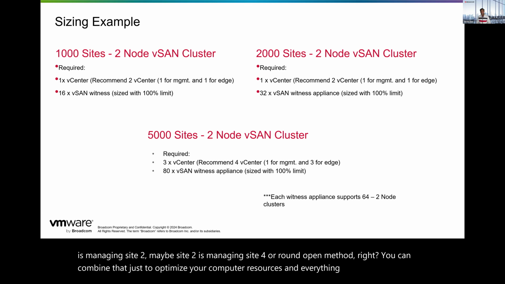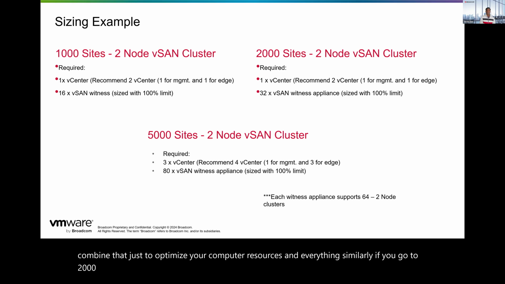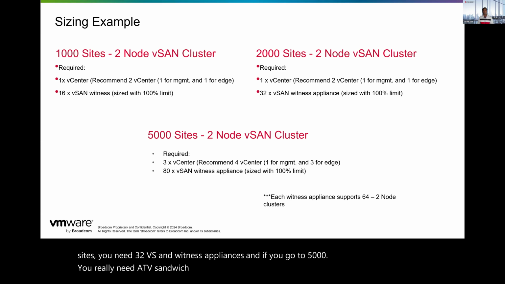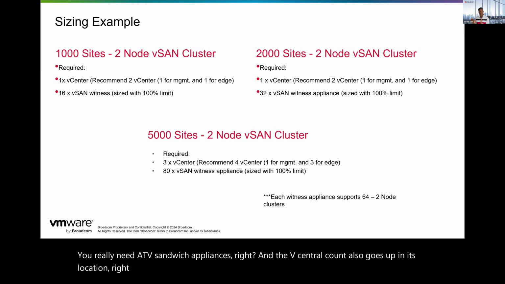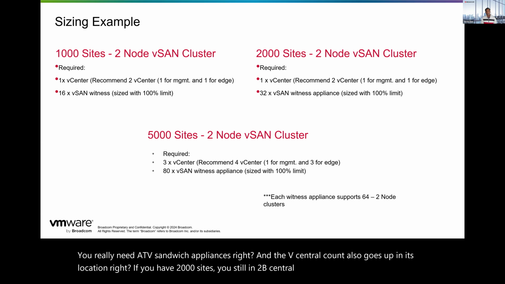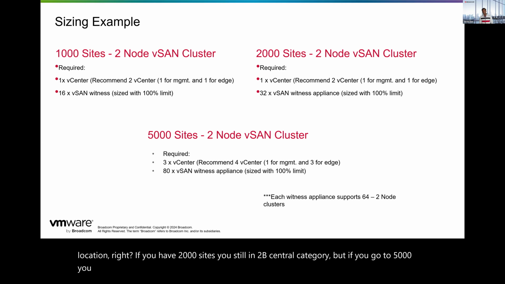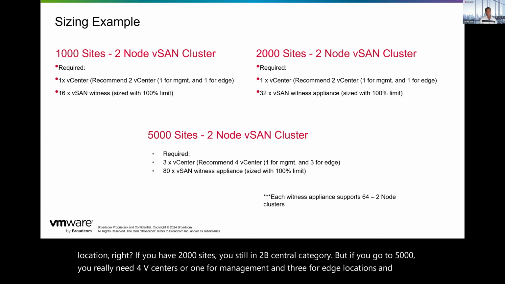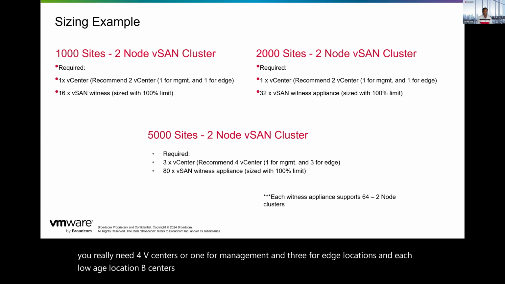Similarly, if you go to 2,000 sites, you need 32 vSAN witness appliances, and if you go to 5,000 sites, you really need 80 vSAN witness appliances, right? And the vCenter count also goes up. If you have 2,000 sites, you're still in the 2 vCenter category. But if you go to 5,000, you really need 4 vCenters, 1 for management and 3 for edge locations. And each edge location vCenter can be segregated, right? And they can manage up to 5,000 sites, right?